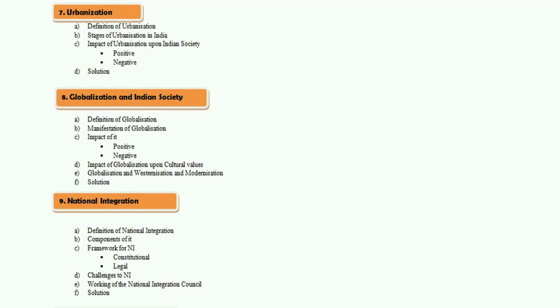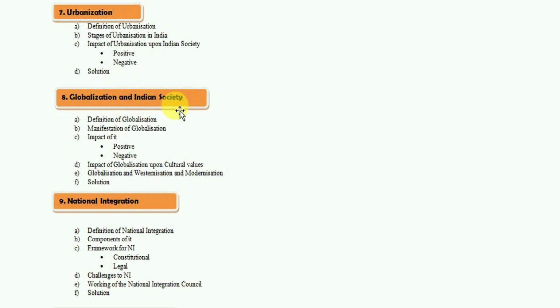So the next chapter is urbanization. It is again a very important topic, and you may expect one question or another every year from this chapter in paper 1. So first we are supposed to understand the definition of urbanization, then the stages of urbanization in India. After that, we have to understand the positive and the negative impact of urbanization. Then we are supposed to understand the different trends of urbanization, and then see the different solutions or approaches to the problems of urbanization in India in coming times.